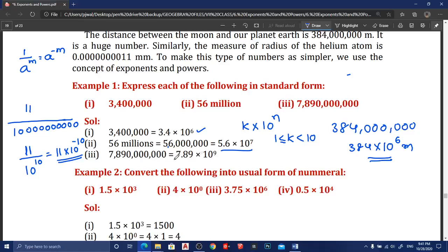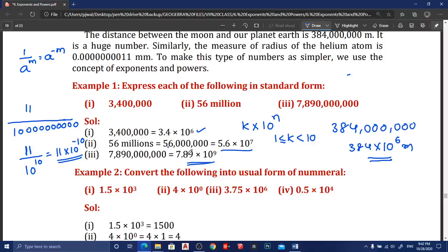Next, here, after 7 put a point here. After putting the point, 8 and 9, 2 digits are there except zeros. 8 and 9, 2 digits are there, you write this here. So after putting the point, how many digits are there here including 8 and 9? 1 2 3 4 5 6 7 8 9. So 9 you have to take as the power of 10, 10 to the power of 9. So 7.89 into 10 to the power of 9.